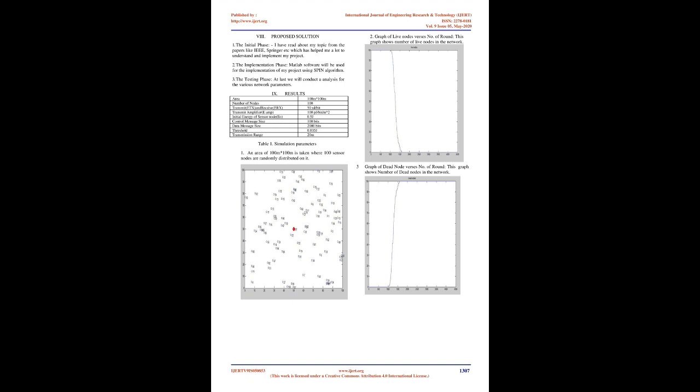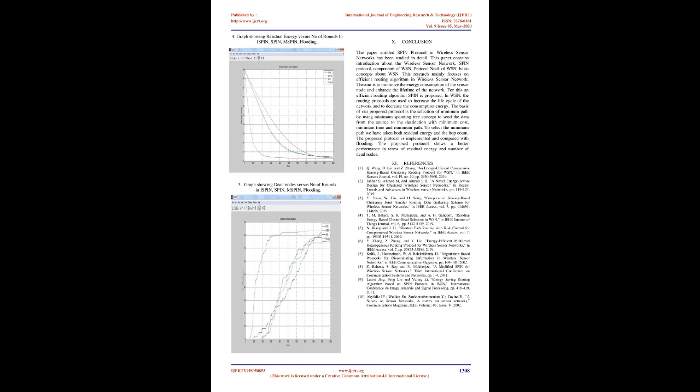IX. Results. Area 100m*100m. Number of nodes 100. Transmit, ETX, and receive, ERX, 50 nJ/bit. Transmit amplifier, EAMP, 100 pJ/bit/m^2. Initial energy of sensor node, E0, 0.5 J. Control message size 100 bits. Data message size 2000 bits. Threshold 0.005 J. Transmission range 20 m. Table 1. Simulation parameters.